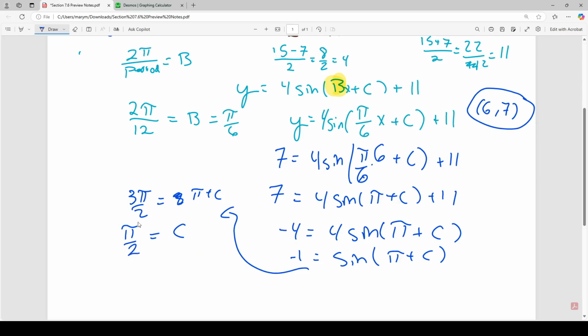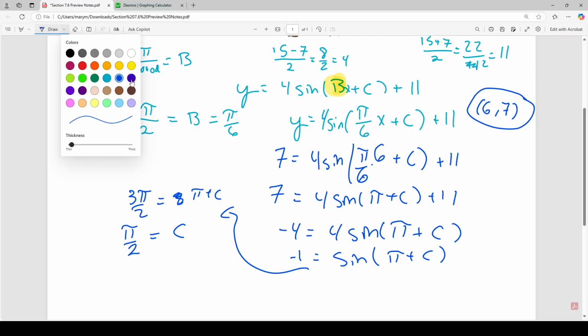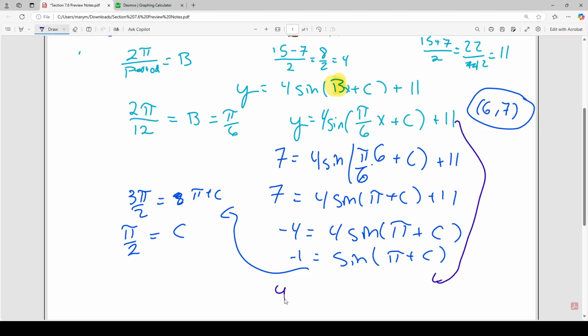You could have plugged in negative pi over 2 instead, because remember there's infinitely many coterminal angles that give me a sine of -1. Any of those would have been equally fine. But at least with the one that we solved here, we get as our final equation that y is equal to 4 sine pi over 6 x plus pi over 2 plus 11.